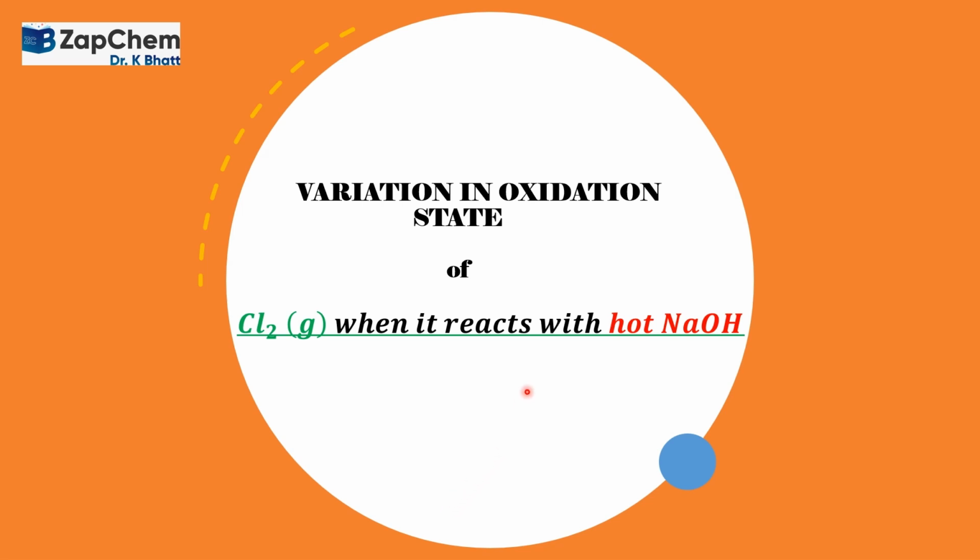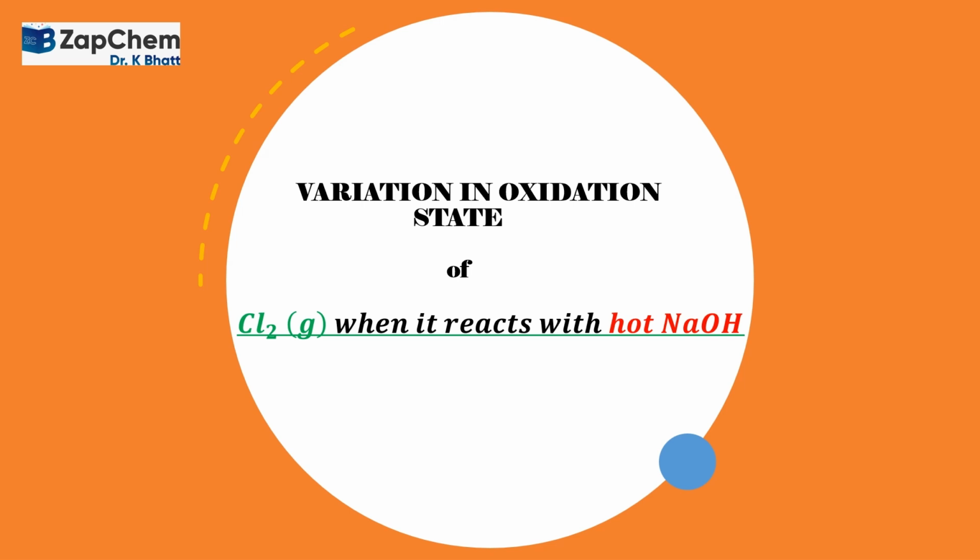We know about a very good disproportionation reaction when chlorine gas is passed over boiling hot sodium hydroxide solution. And it is a disproportionation reaction because two different products are formed having Cl, that is chlorine, and therefore the oxidation state of chlorine before the reaction and in the two different products formed are different. Based upon this, there is a variation in oxidation state of chlorine gas when it reacts with hot sodium hydroxide.